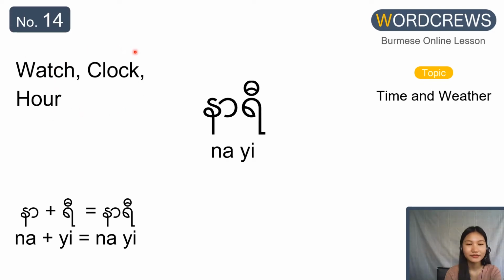So the next one is watch, clock, hour, นาที. Let's see how to read it. Here the alphabet na and a, so we pronounce na. And next one is ya and e, she. All together, na she. Watch, clock, hour, na she.